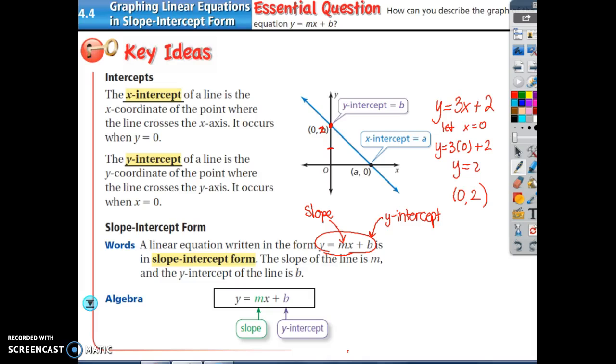Hello! Today we're going to be finishing off where we left off in section 4.4 yesterday. Yesterday we were talking about how a linear equation has two intercepts, the x-intercept and the y-intercept. Those 2 points are where your line crosses the x and the y-axis. For example, yesterday we said that the y-intercept is the point where your graph crosses the y-axis. Similarly, the x-intercept is the point where your graph crosses the x-axis.